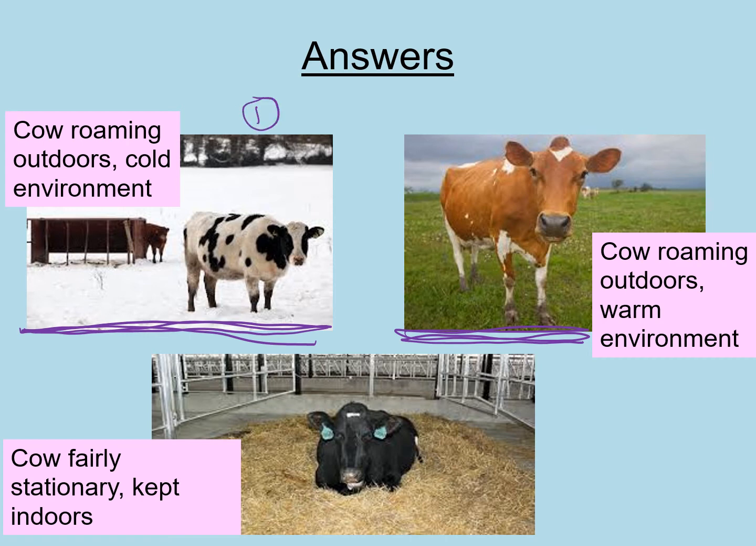So the cow using the most energy is this one. The cow using the second most amount of energy is this one. And lastly, this cow here is fairly stationary. It's just sitting down in its nice soft hay here, and it's staying indoors where it's nice and warm. So it's not losing energy by moving around, and it's not losing energy by trying to keep itself warm. So this cow is going to retain the most biomass.